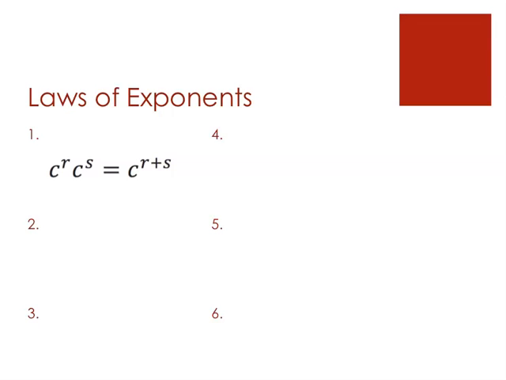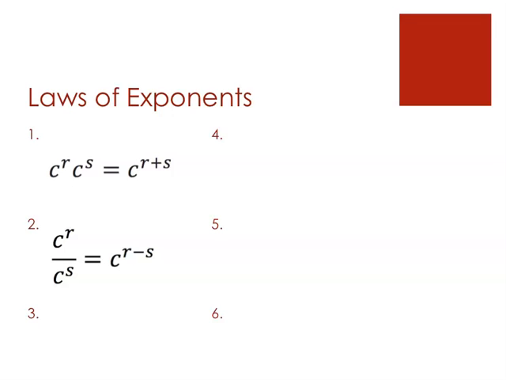Okay, let's go over a couple of laws of exponents. So here's the first law of exponents. If you have the same base, c, raised to the r power, times c to the s power, that's the same as c raised to the r plus s power. So in other words, you can add the exponents together if you have the same base and you're multiplying those two together. Similarly, if you're dividing things with the same base, you can subtract the exponent. So c to the r over c to the s is equal to c to the r minus s.